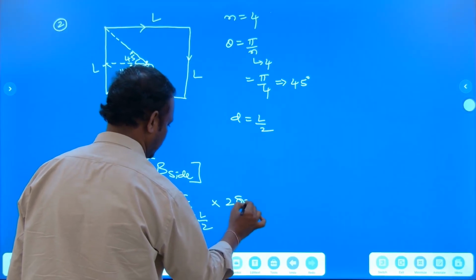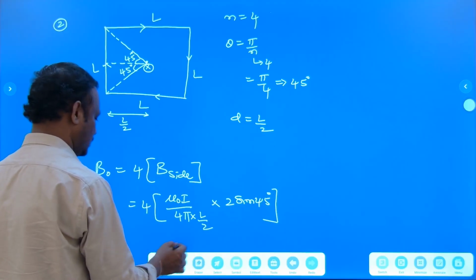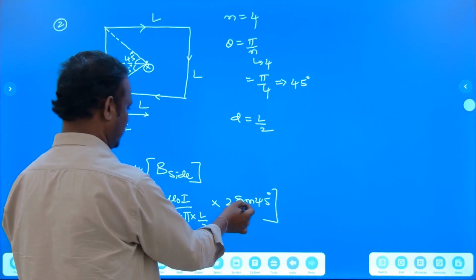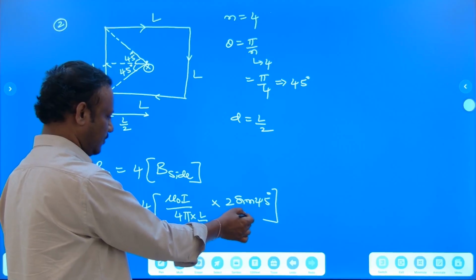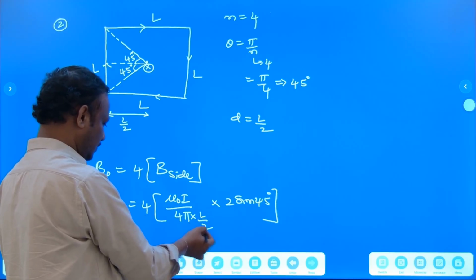2 sin 45 degrees. So this equals, sin 45 means 1 by root 2. 1 by root 2, and here the 2 means it remains root 2. Okay, so 4 to the 8.